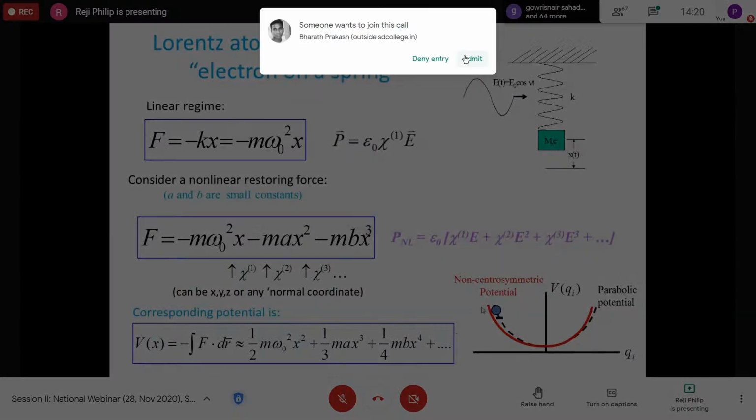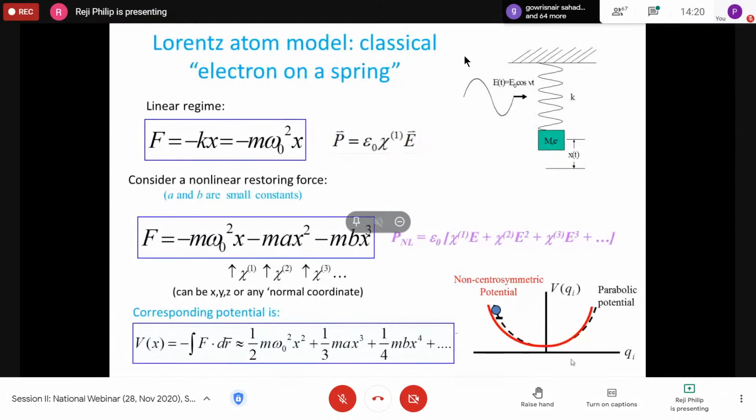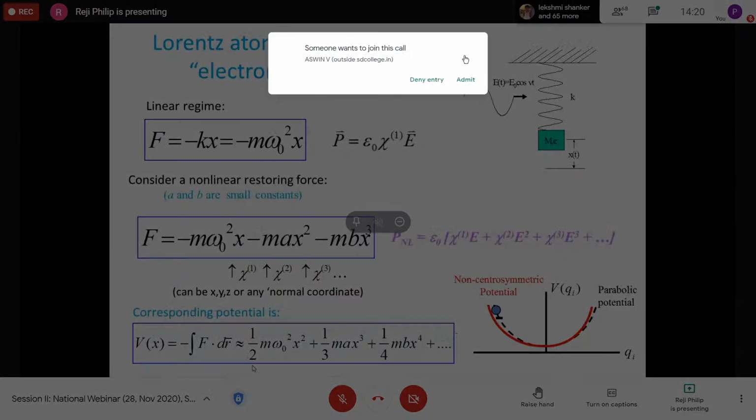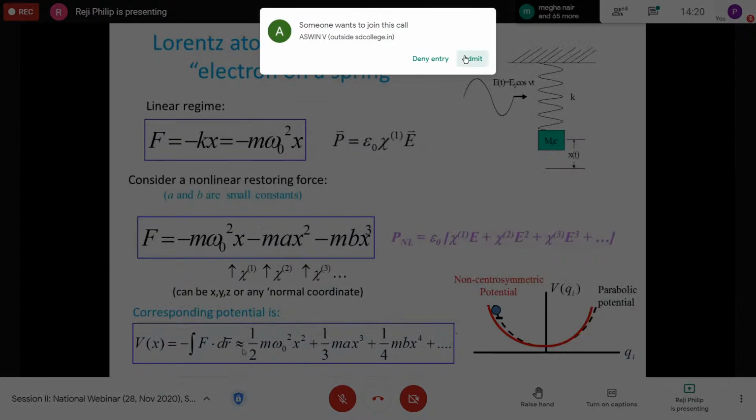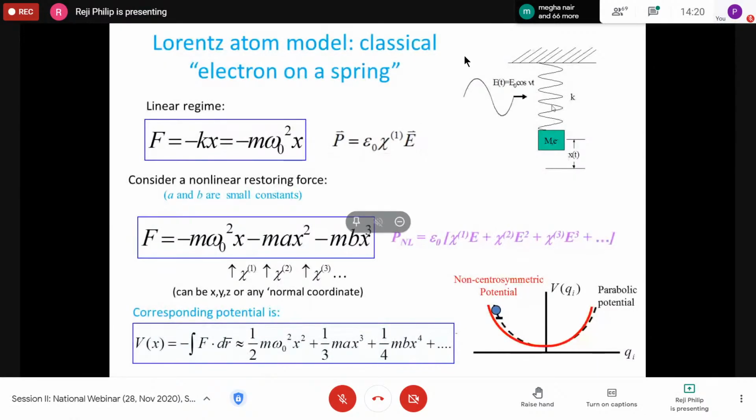So if you plot this potential as a function of position, then you can see that the parabolic potential is given by the first term, half m omega 0 square x square. So you have to think about it as a simple harmonic oscillator, and we know the simple harmonic oscillator has a parabolic potential. So that is what we see here. It is symmetric with respect to the central point or the zero position.